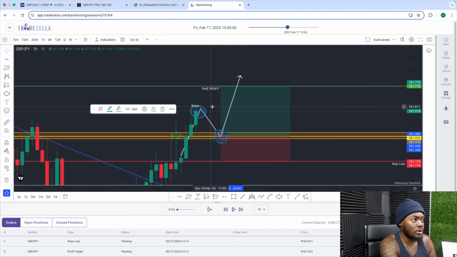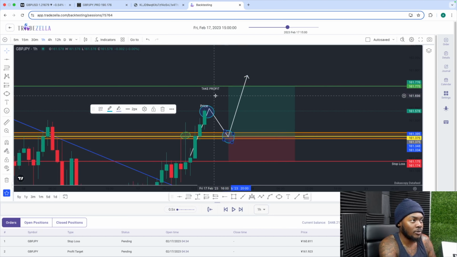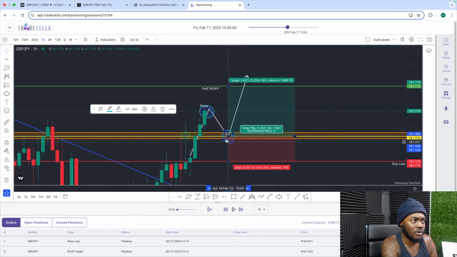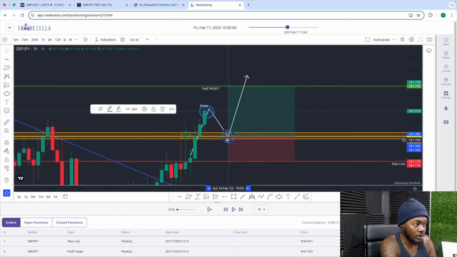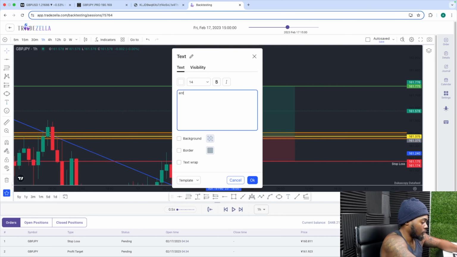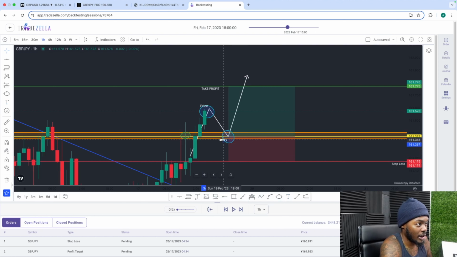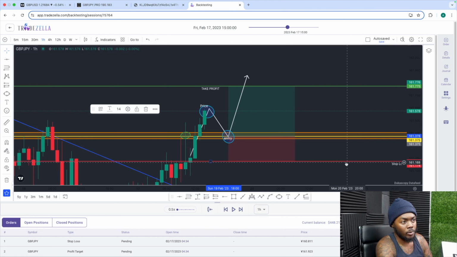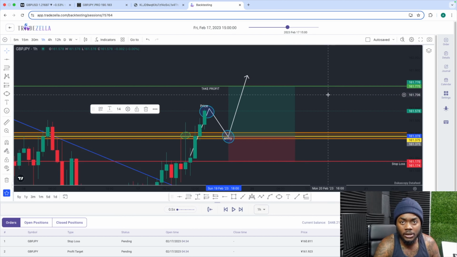So the whole purpose and goal of a buy limit is for you to take the retest. Price comes back down, enters me in here. So let's write entry. So this would be my entry. And again, my stop loss will be the same. My take profit will be the same. Nothing changes as far as price. It's just timing.